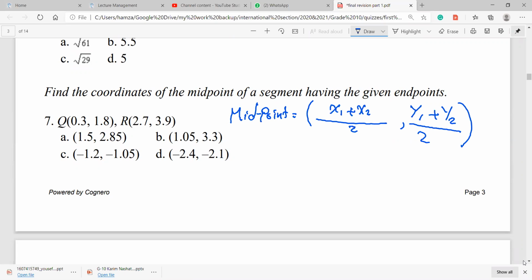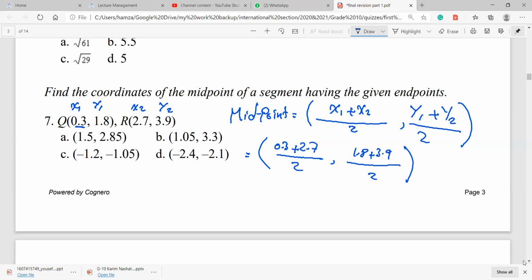So we have Q and R, and we wanted to find the midpoint between them. So it will be like this. We will take x with x, x1, x2. So it will be 0.3 plus 2.7 over 2, comma, and we will take y1 plus y2 together, add them, so 1.8 plus 3.9 over 2.